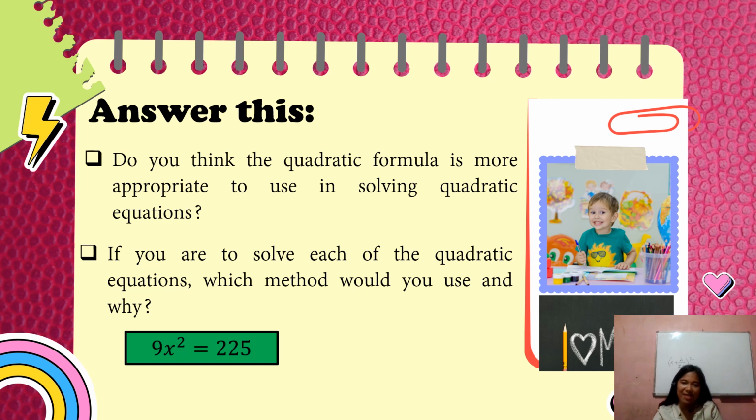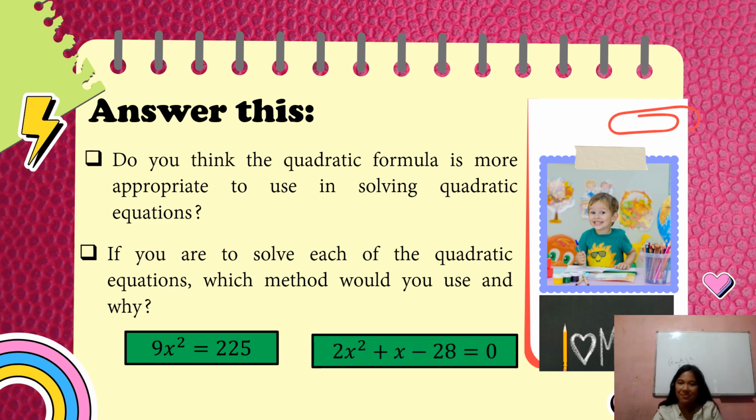What about this? Okay, as you can see, b is equal to 0. So the most appropriate method here is extracting square root. Okay, another one. Can you factor it? Is it easy to factor? So, you have 2x.